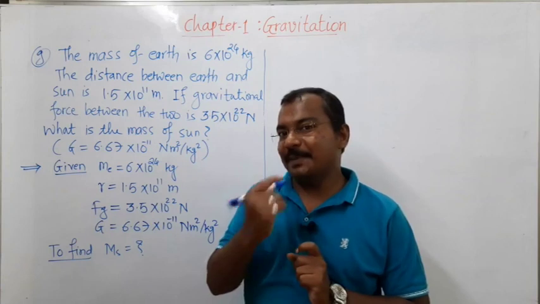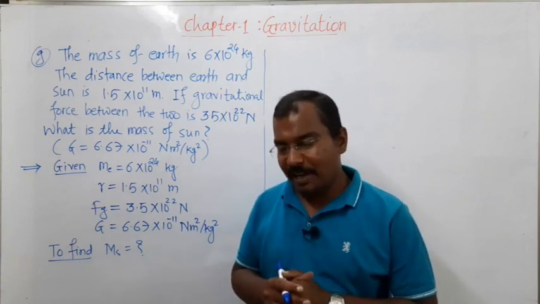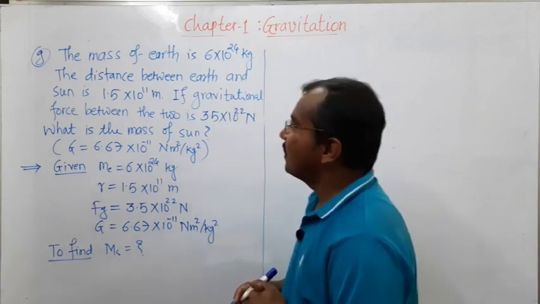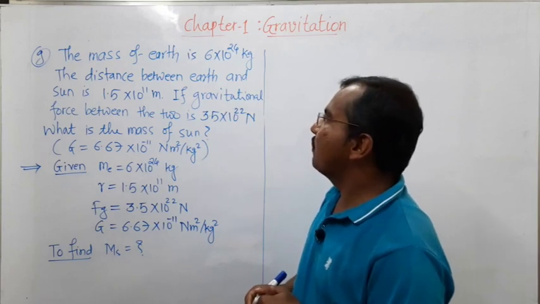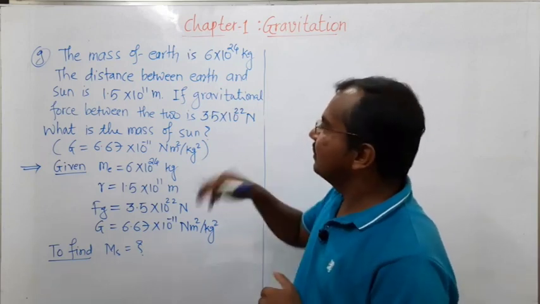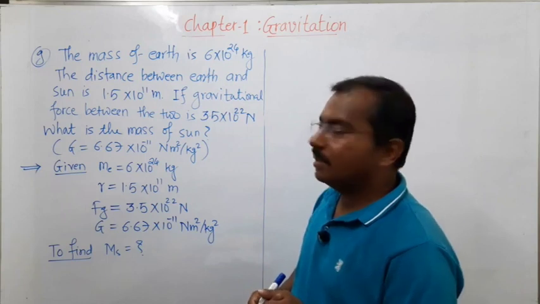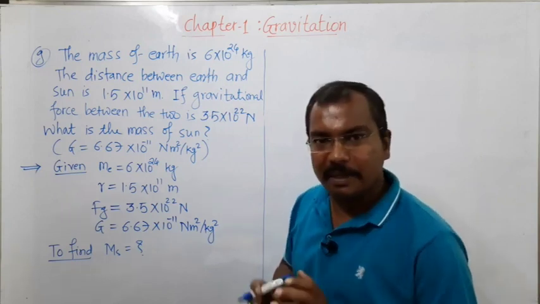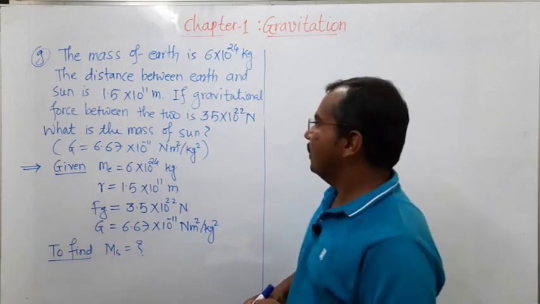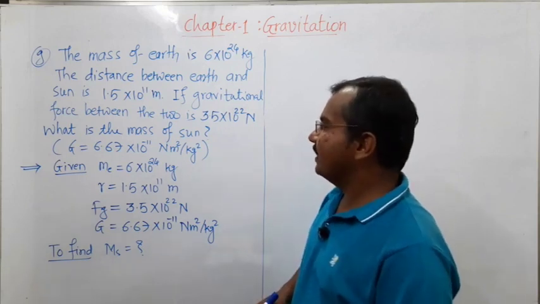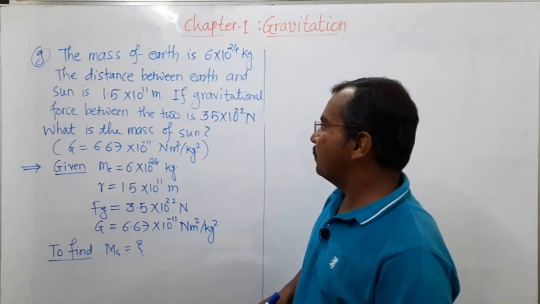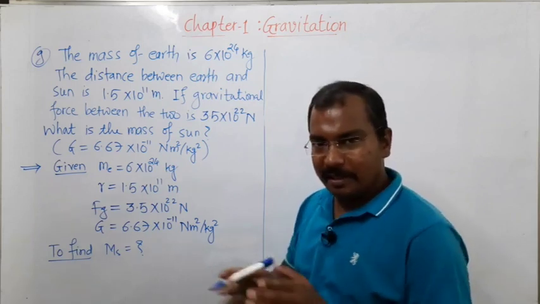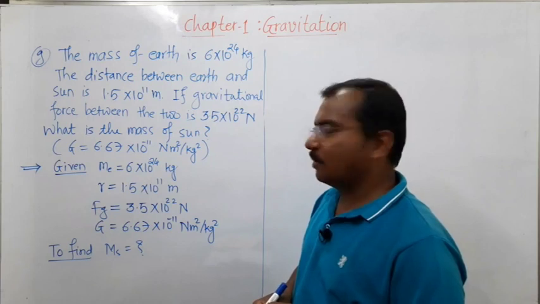Let's move on to the last problem in our textbook, and the problem is here. The mass of earth is 6 into 10 power 24 kg. The distance between earth and sun is 1.5 into 10 power 11 meter, that is 15 crore kilometers. If the gravitational force between the two is 3.5 into 10 power 22 Newton, gravitational force Fg is given. What is the mass of sun?